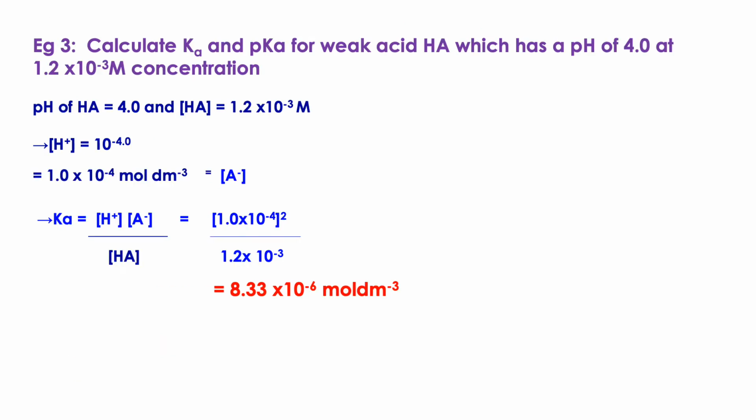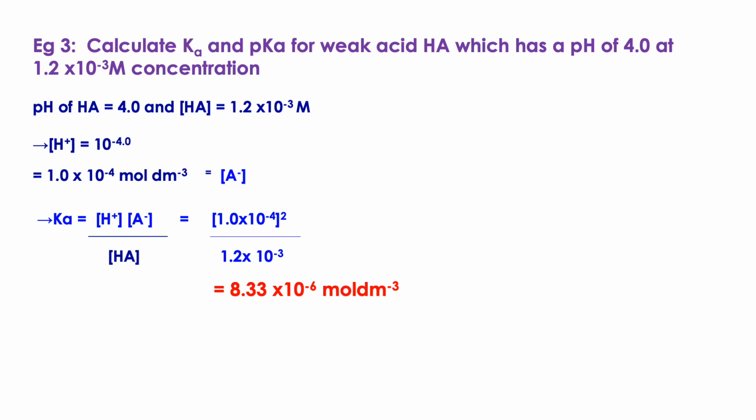Example 3. Calculate Ka and pKa for weak acid HA, which has a pH of 4 at 1.2 into 10 to the power minus 3 moles per decimeter cube concentration. The pH of HA provided is 4 and the concentration of HA provided is 1.2 into 10 to the power minus 3. Using the formula, H plus is equal to 10 to the power minus pH. Substituting the value of pH, we get H plus is equal to 1.0 into 10 to the power minus 4 moles per decimeter cube.